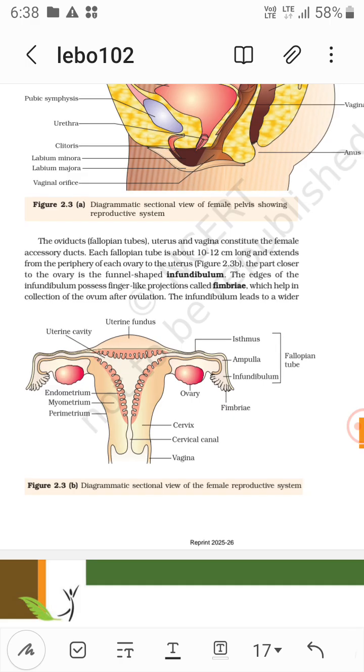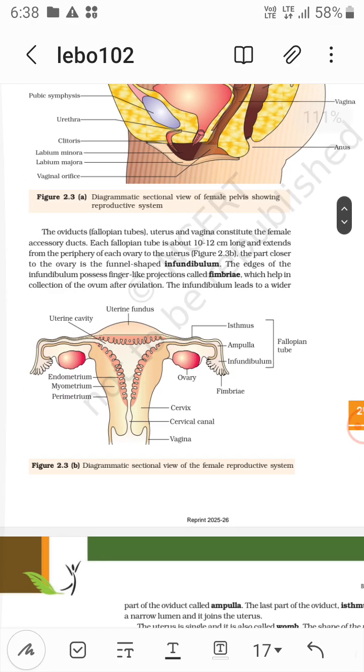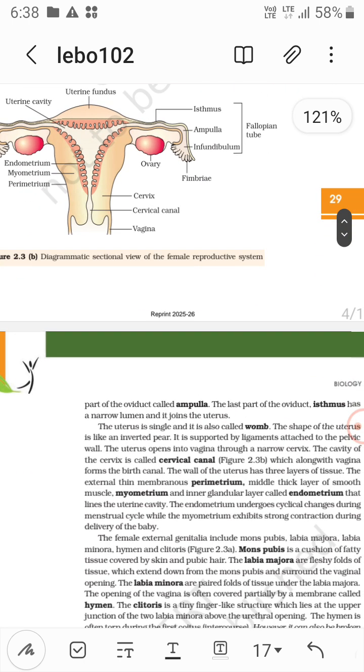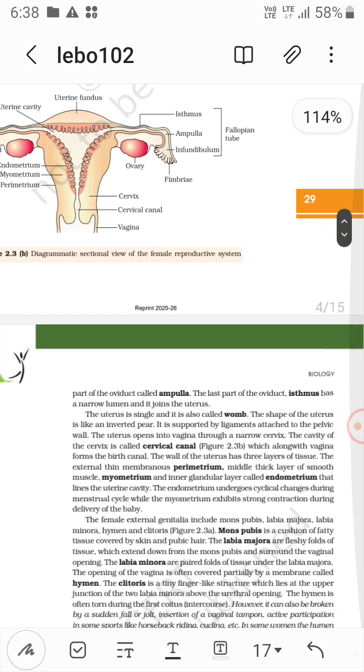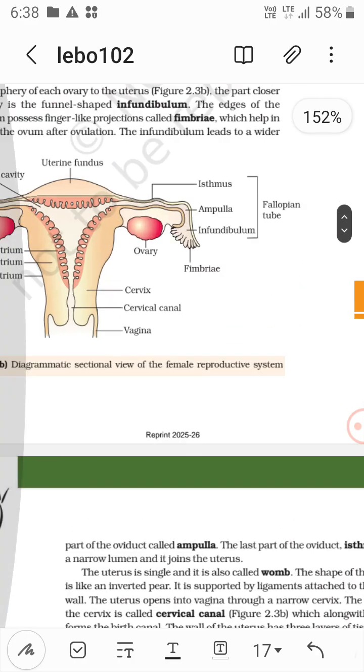The part closer to the ovary is the funnel-shaped infundibulum. The edges of the infundibulum possess finger-like projections called fimbriae, which help in the collection of the ovum after ovulation. The infundibulum leads to a wider part of the oviduct called the ampulla. The last part of the oviduct, the isthmus, has a narrow lumen and it joins the uterus, as you can see.